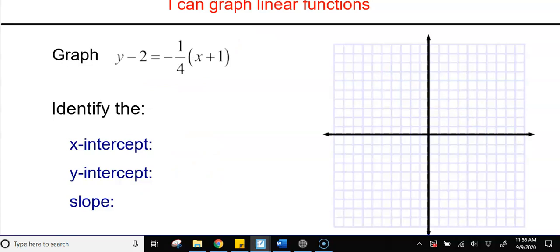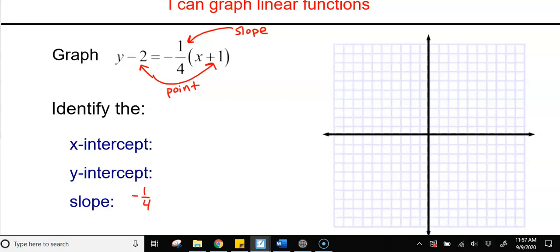Next example, y minus 2 equals negative 1/4 times the quantity of x minus x1. This is our point slope form. So we can identify a point from here. Our point is going to come from these numbers here. And then our slope is going to be easy to find. That's why this is called point slope form. So before we get to identifying the x-intercept and the y-intercept, we can jot down the slope. That's really easy, negative 1/4.